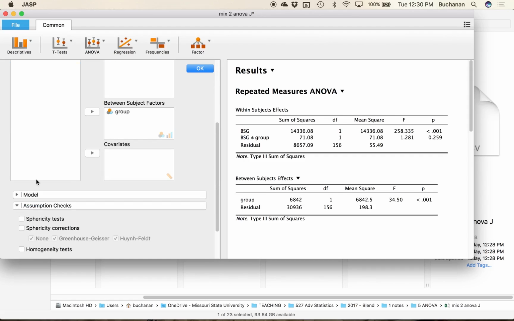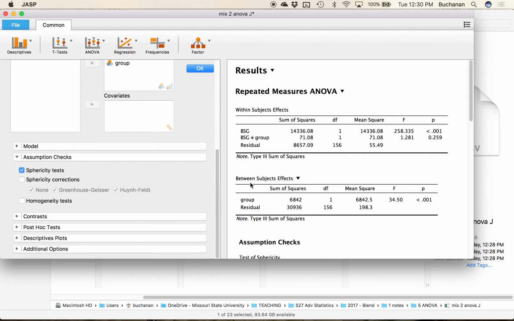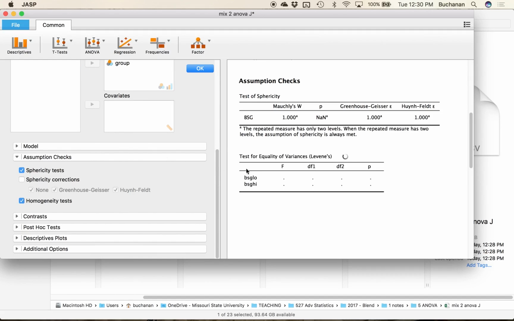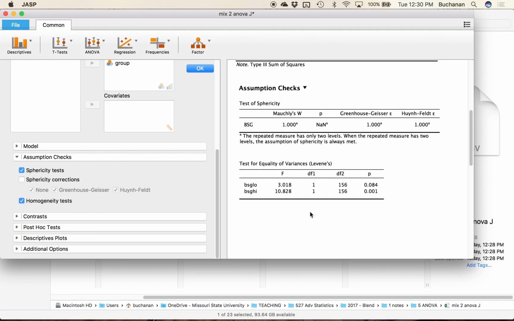And then let's click on assumption checks. We'll click on sphericity, but it will give us the NaN, meaning I'm not really going to test this because it only has 2 levels. And then now we can click on homogeneity, and we'll get Levene's test for each one.